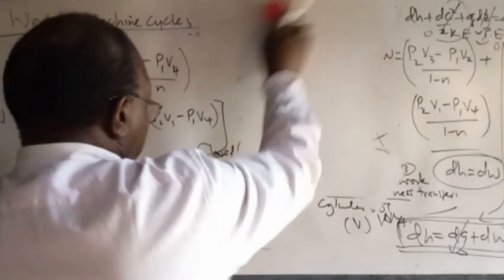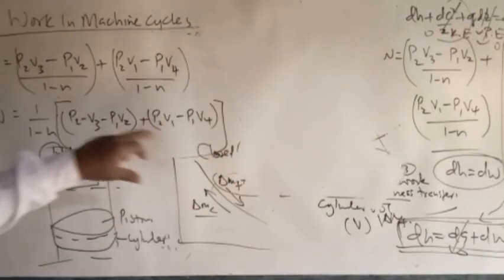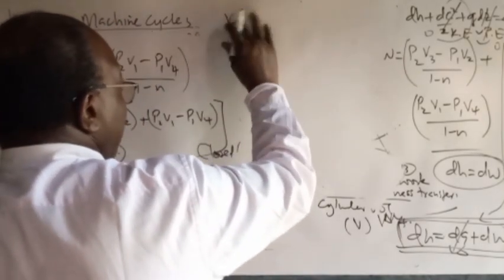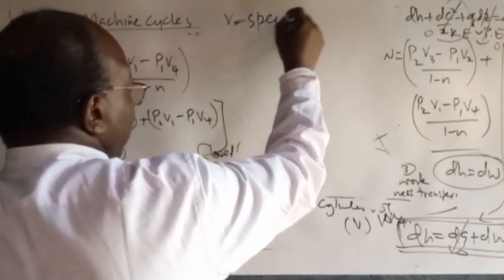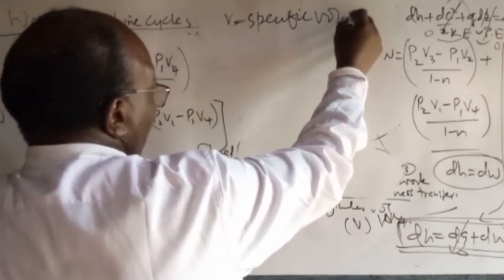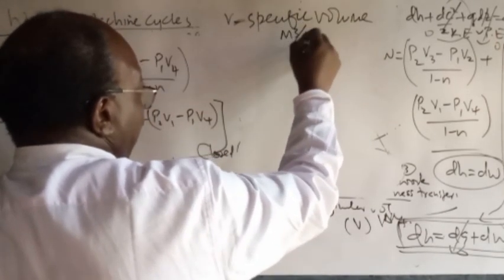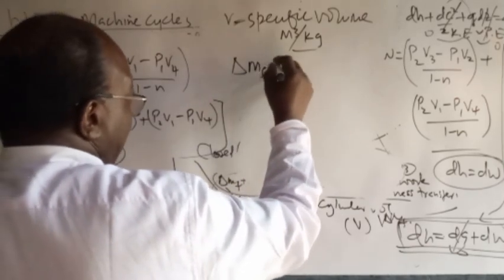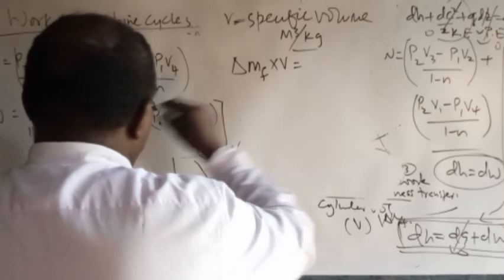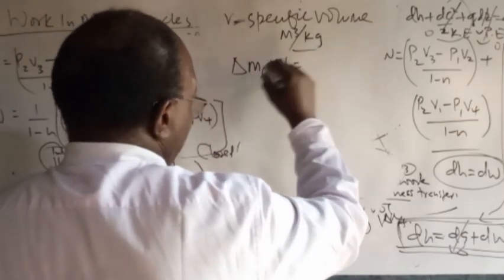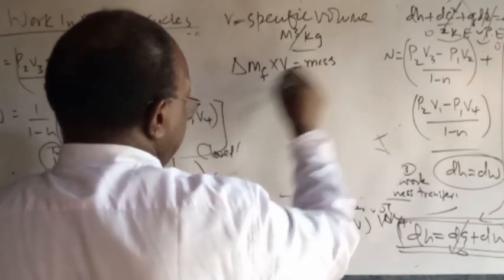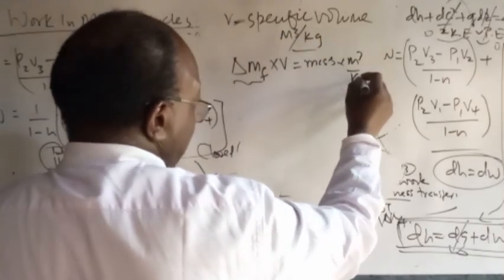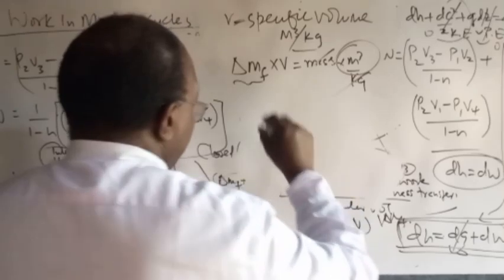and that is that you can now replace these expressions for volumes using the masses by just realizing that the volume we talked about was specific volume. Always remember that, and that is meters cubed per kilogram. And so if you multiply, for example, delta MF times the specific volume, then what you get are the volumes. This is a mass times meters cubed over kilogram, so what you get are the volumes.